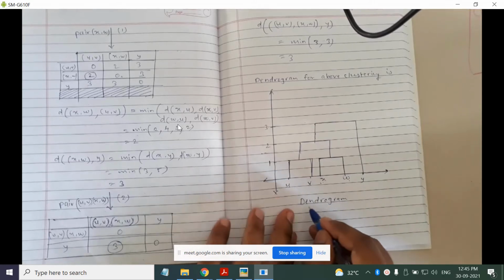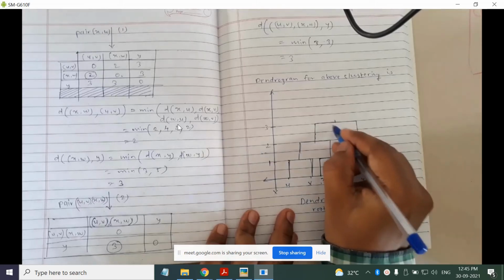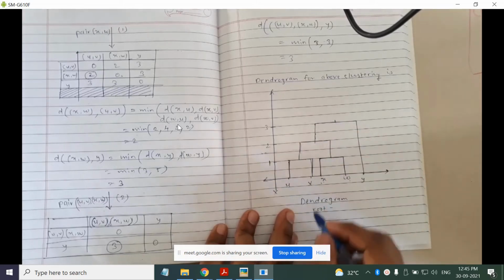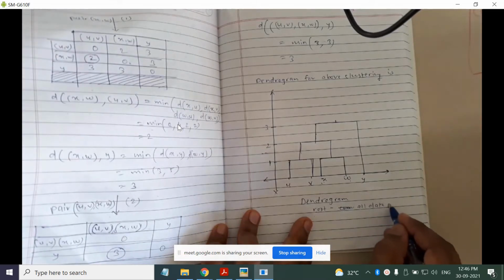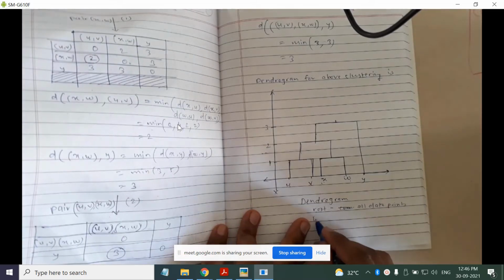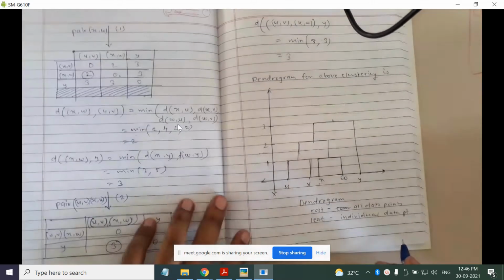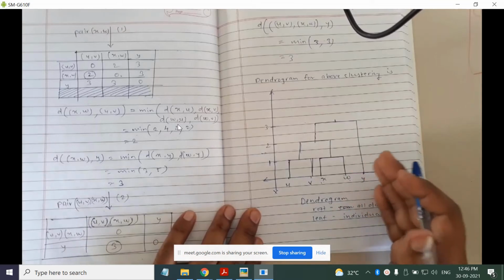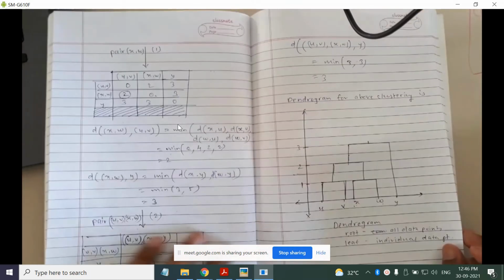And what are the properties of a dendrogram? At the root level of a dendrogram, you have all the data points, and at the leaf nodes you have individual data points. It is drawn in the upward direction. So that tree is known as a dendrogram.